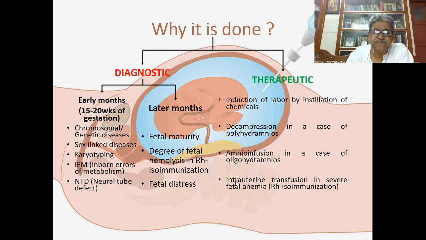Another is intrauterine transfusion in severe fetal anemia, that is Rh isoimmunization. Sometimes the Rh is positive and negative with respect to mother and fetus, you know, erythroblastosis fetalis. For this treatment, amniocentesis is the best procedure for the amelioration of such erythroblastosis fetalis.